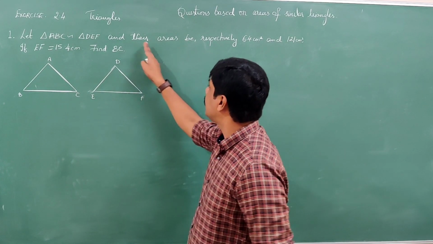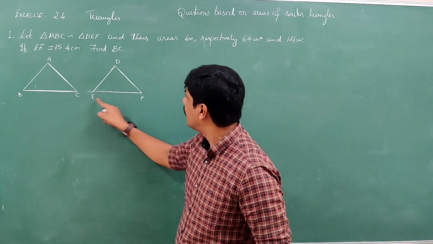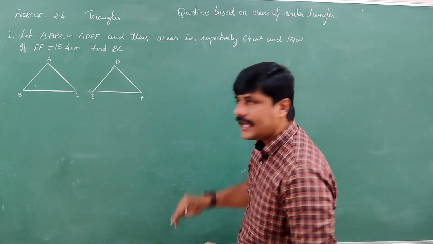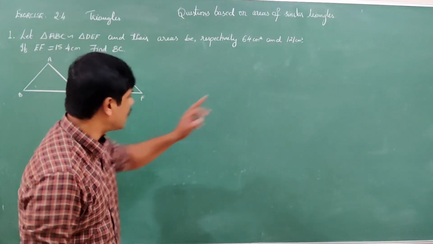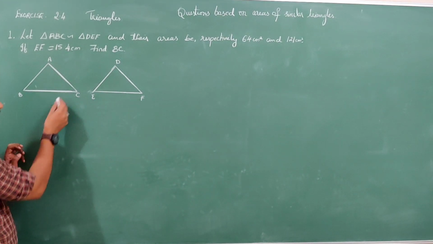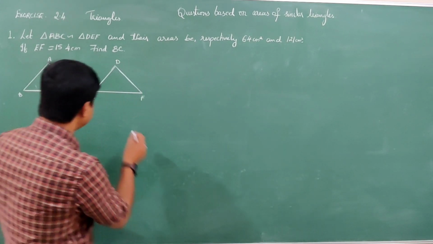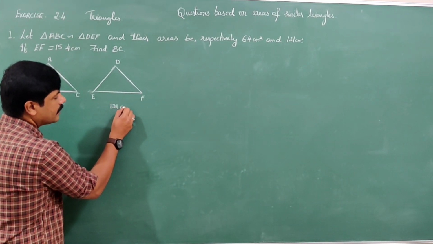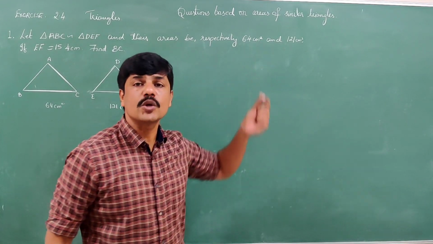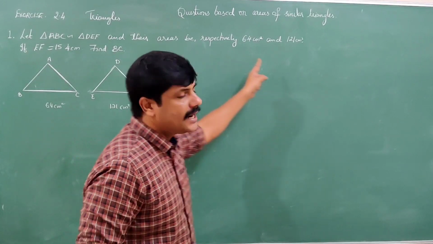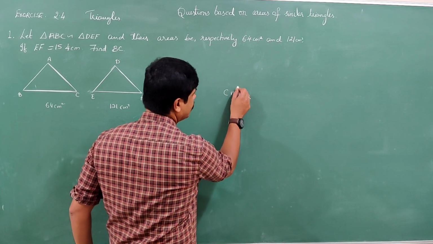That is one thing. And their areas, meaning area of ABC and area of DEF, be respectively 64 cm square and 121 cm square. Respectively means here the area of ABC is 64 cm square and the area of DEF is 121 cm square. Understand the thing here. Unit: centimeter square. When area is mentioned, it is said centimeter square. Observe the square.